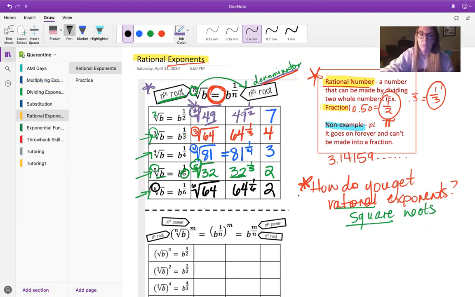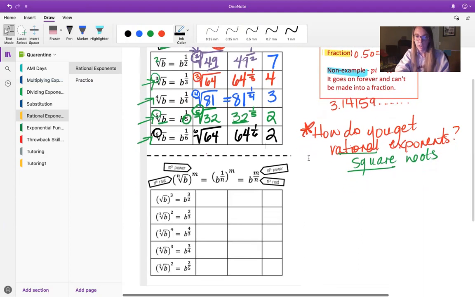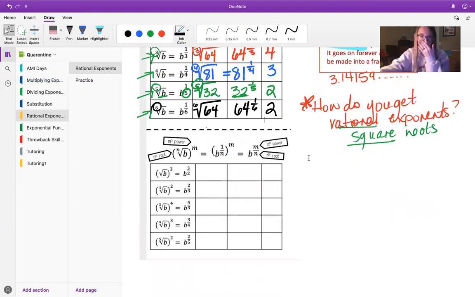Okay, so that is how you do rational exponents when it's just simple fractions. Now, down here, we're going to go just one step further. So I need y'all to stay with me.